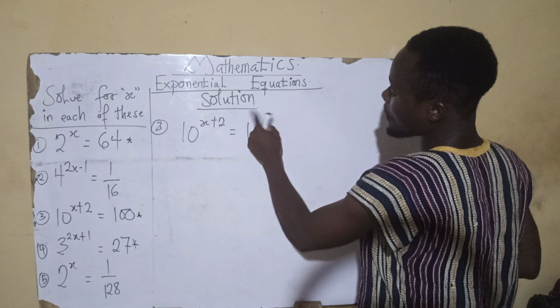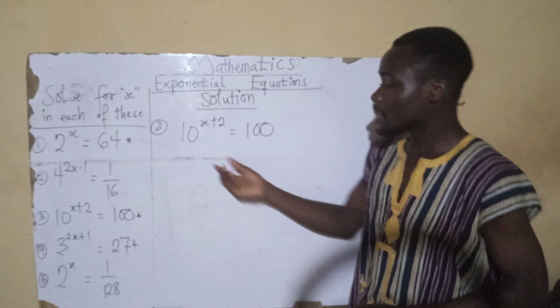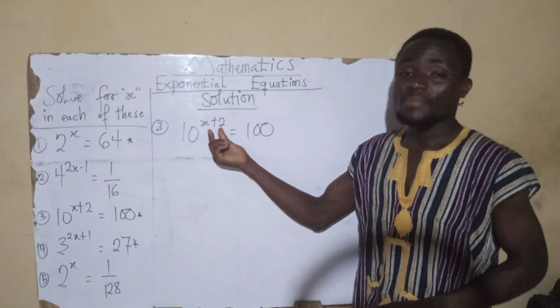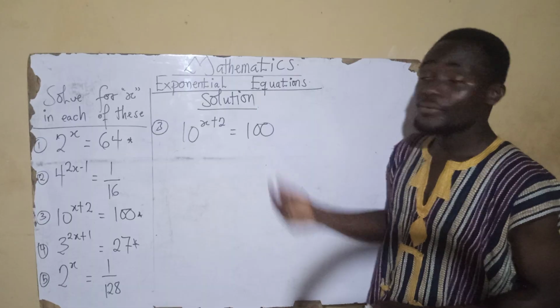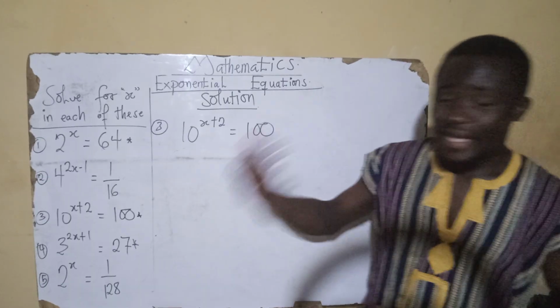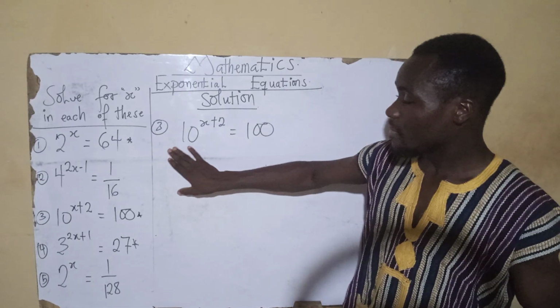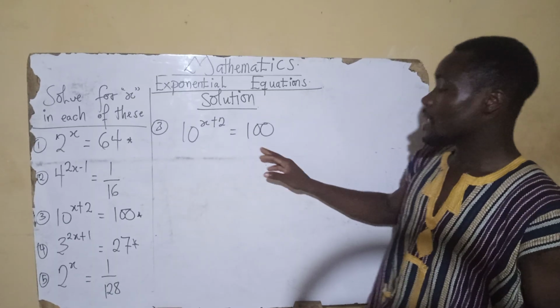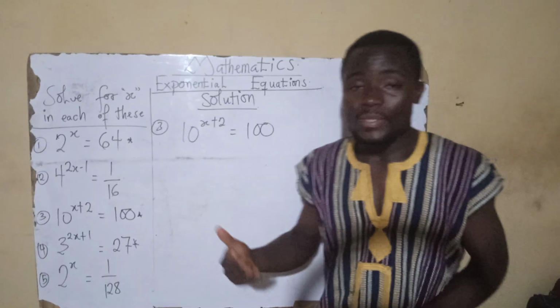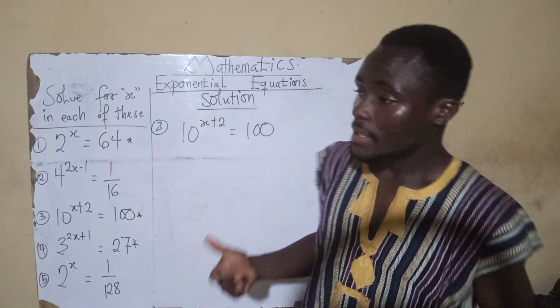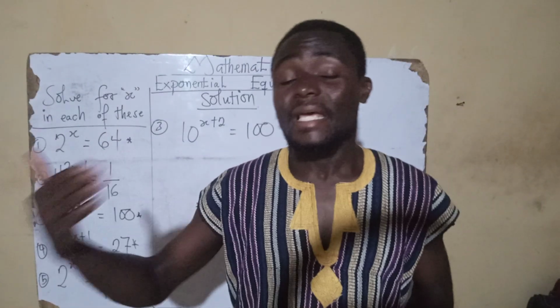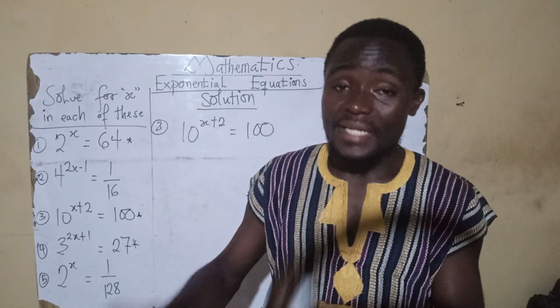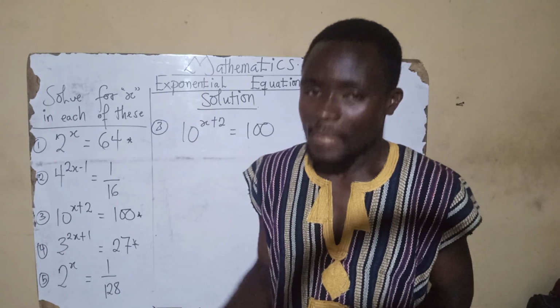Okay, so question number 3 also says that 10 power x plus 2 equals 100. It says we should solve for x within this equation. Have it in mind that there's a whole number 10 with a power x plus 2 and a whole number 100. So with this, we're going to solve it. That means that as we stated earlier, we have to make sure that the bases are what? The same. Are you with me?